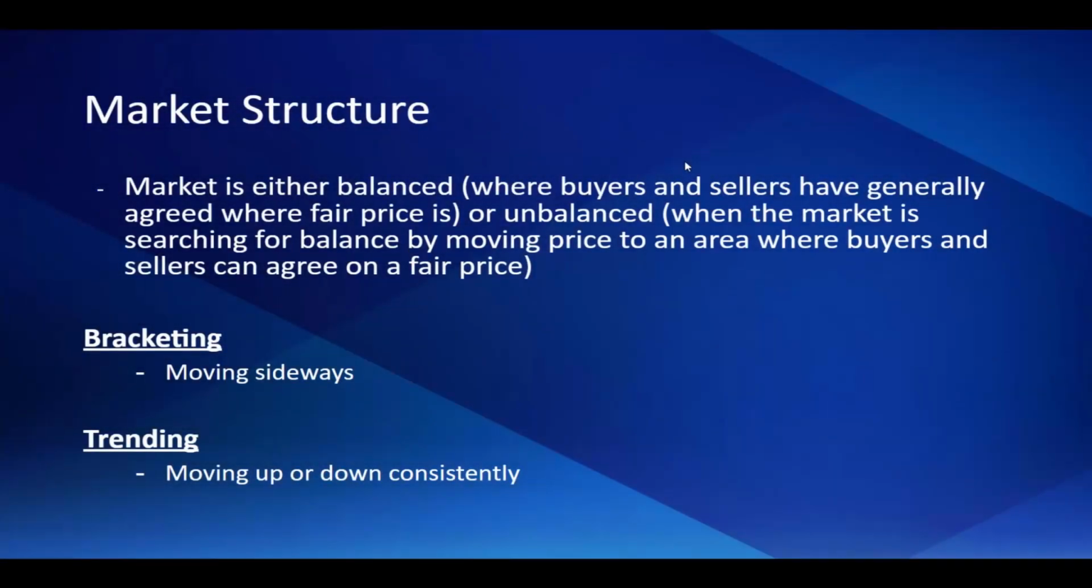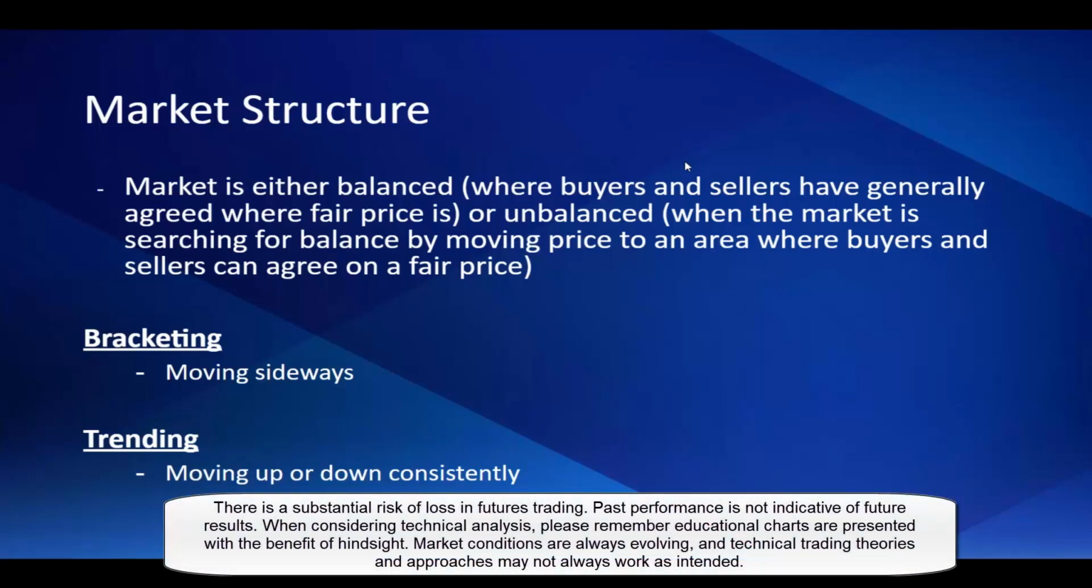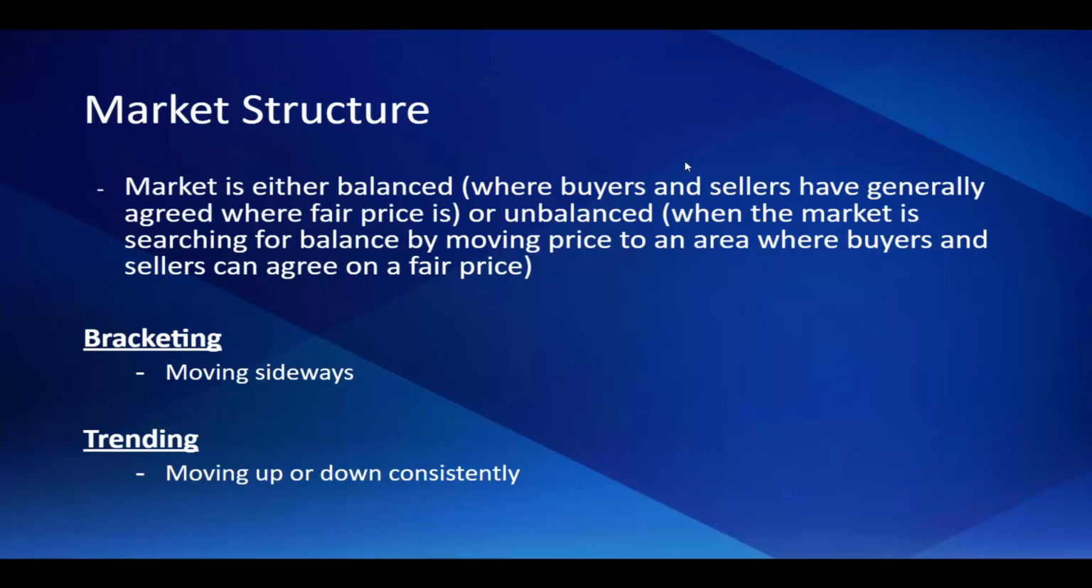So this is the first part of the theory aspect of the video. It's going to be on market structure. The market's either doing one of two things essentially. It's either balancing or it's unbalanced, and it's searching for balance. The balanced part is also known as bracketing. It's just moving sideways. It's not trending in one direction or another. And unbalanced is trending. It's when it's moving up consistently or down consistently. That's essentially all the market does, whether it's on the 1 minute time frame, the 5 minute, the 15, the daily. It's either moving sideways or it's trending in one direction or another.